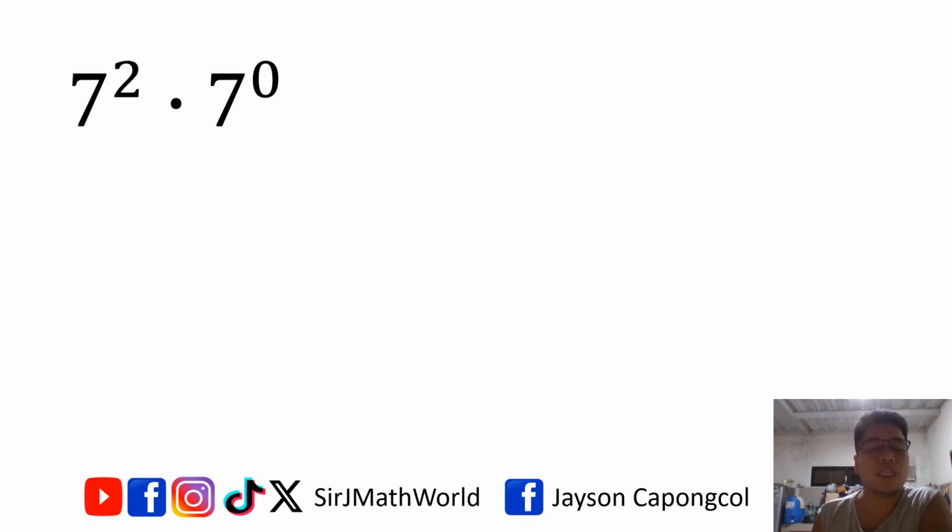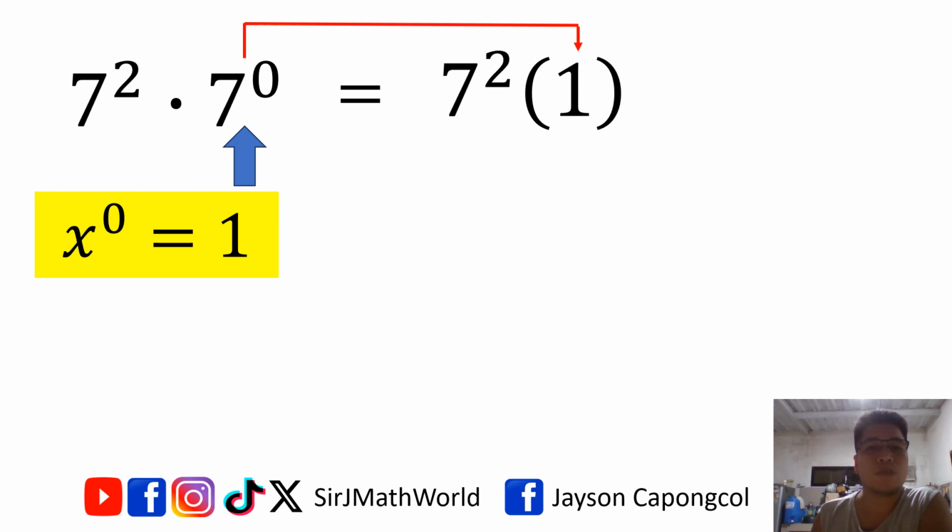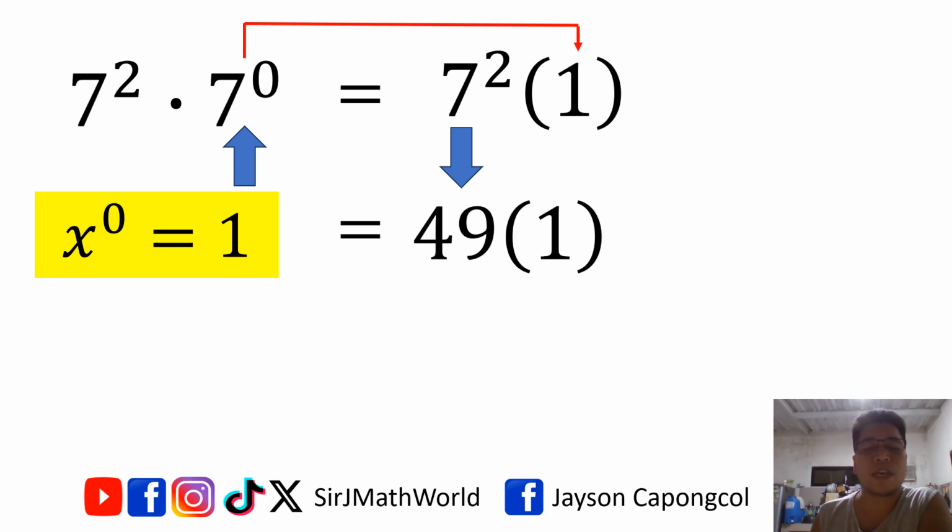Next is 7 to the 2 or 7 squared multiplied by 7 to the 0. Applying the property to the 7 to the 0, it will take us 7 squared times 1. Then, karoon tayo na yung 7 squared natin is multiplying by itself. So, magkaroon tayo ng 49 kasi 7 times 7 is 49. Then, just copy the 1. So, this will take us 49 times 1. 49 times 1 is 49.